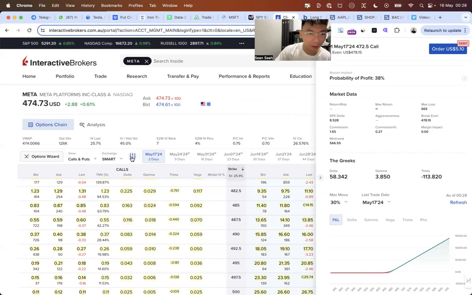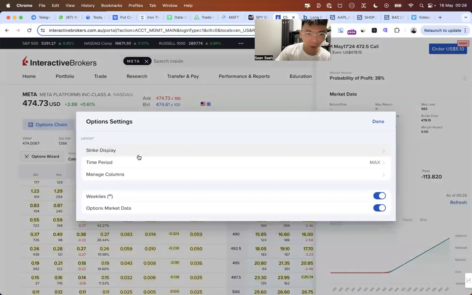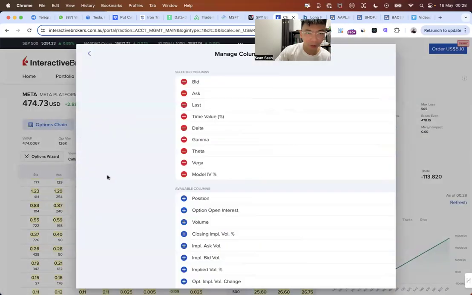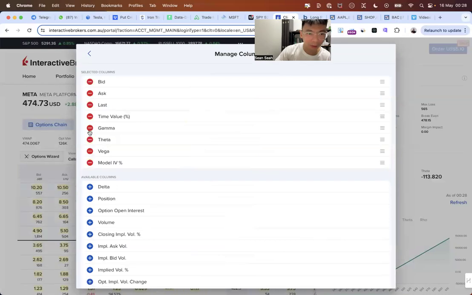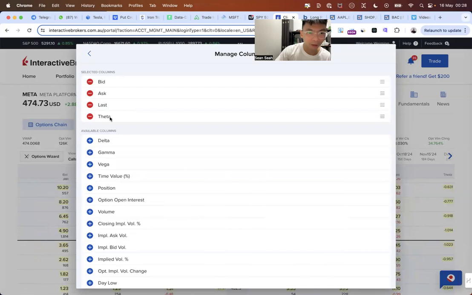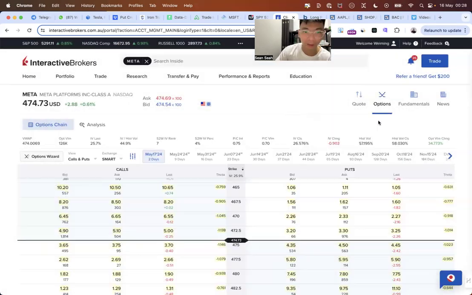One more place you can find the Greeks is here. On your Interactive Brokers, there's this options chain. You can see this particular filter, options setting, right here. Click on this, go to manage columns, and that's where you can add in delta, gamma, vega, theta, and whatever you want to add in. I'm just going to put theta here because we are going to talk about theta in this particular section.